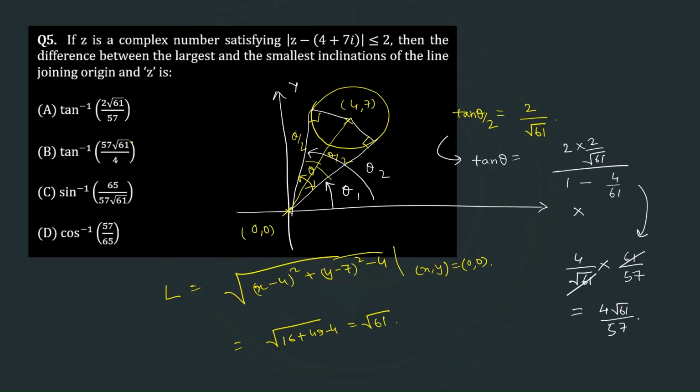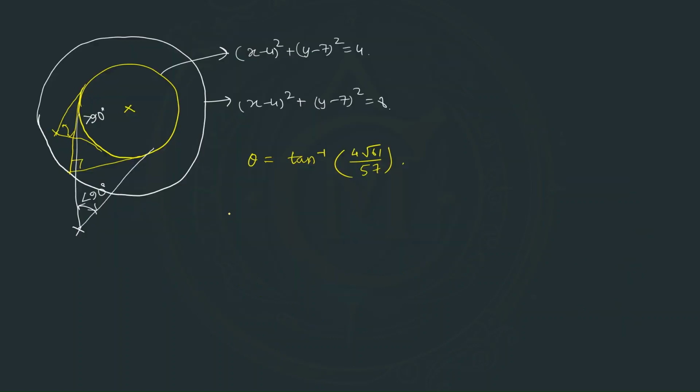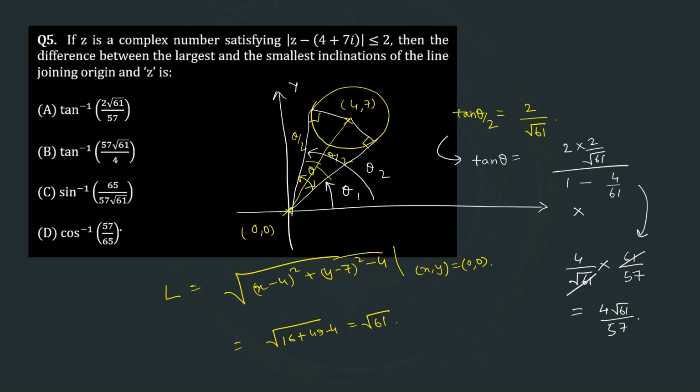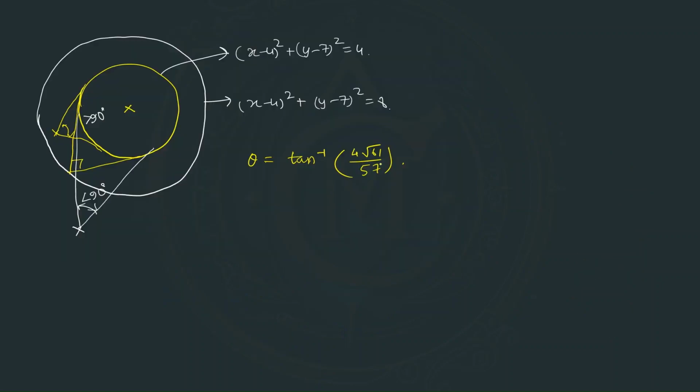Now if we try to match the options, none of the options matches with this. So we have to try to convert this into sine inverse or cos inverse. So let us try. If we draw the triangle first, this side is 4 root 61, this is 57, and this is the hypotenuse. Now hypotenuse will be root under 16 times 61 plus 57 square. Now if you calculate this value, it comes out to be 65. So it will be 65.